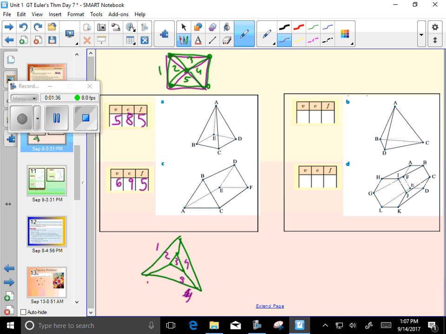All right, and this one, same idea. You have a triangle, but you have a point here. So you have 1, 2, 3, 4 vertices, 6 edges, and 1, 2, 3, 4 faces. And I think they did the same thing with this one.